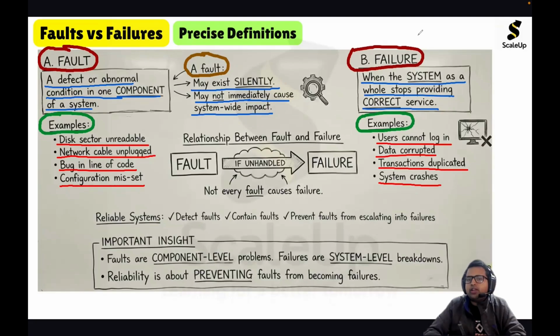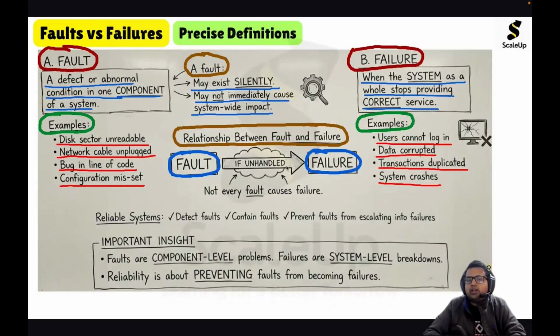If we talk about the relationship between fault and failure, we are already aware that a fault is an abnormal condition or defect in one component of a system. That's a fault. Now, if the fault is unhandled, then it will lead to failure. So an unhandled fault will lead to failure.